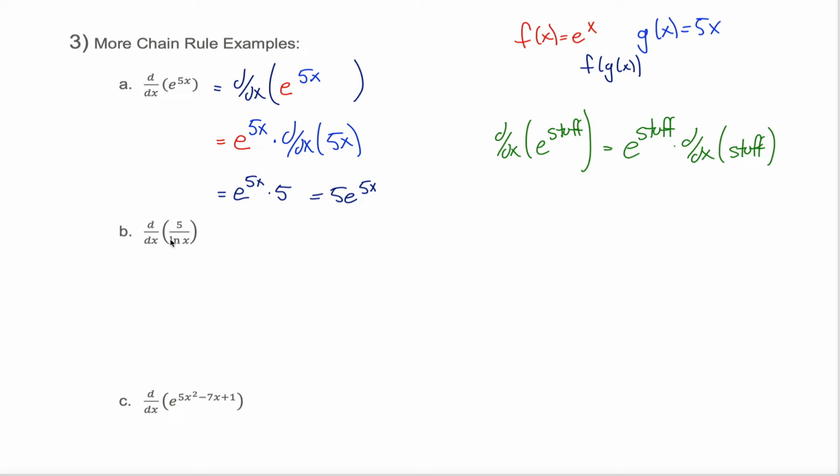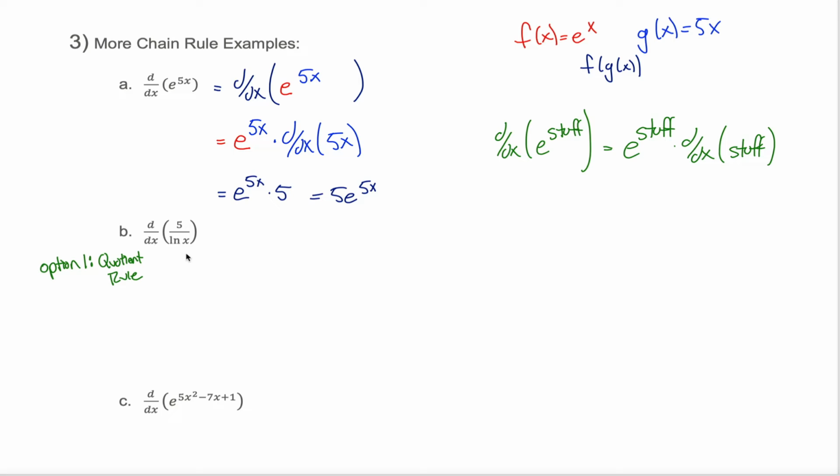Let's try another problem. What if we're figuring out the derivative of 5 divided by natural log of x? First comment, you could absolutely use the quotient rule if you wanted. In fact, I'd kind of argue that this problem is maybe more naturally suited for a quotient rule. And using the quotient rule on this one will work out all right. It won't be that bad. But you don't need to use the quotient rule.